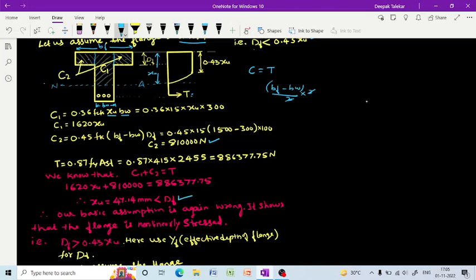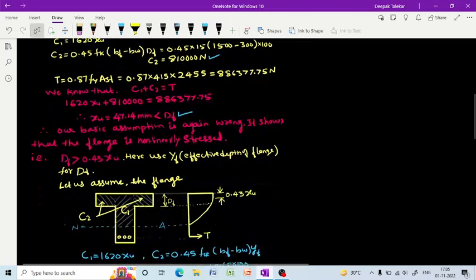And here what we got is XU is less than the depth of the flange. So what was the basic assumption? XU is more than DF. Now here again XU is less than DF. So this case indicates that the neutral axis lies within the flange, but we have assumed that the neutral axis lies outside the flange. That is a confusion. So what happened? Our basic assumption is again wrong.